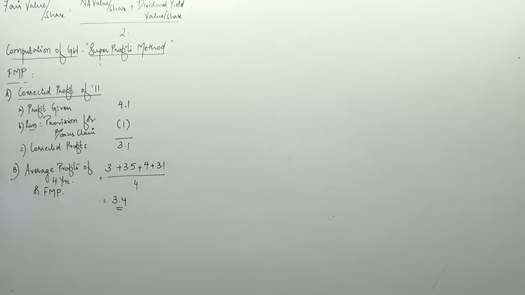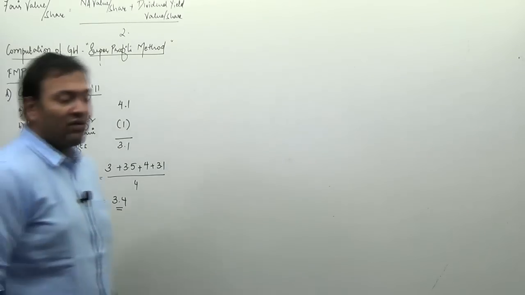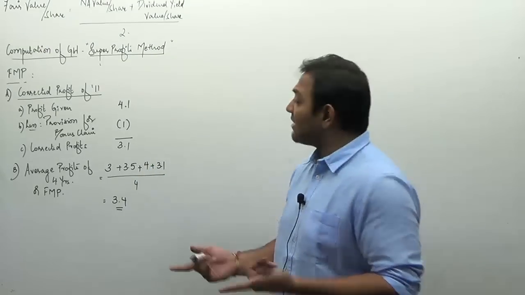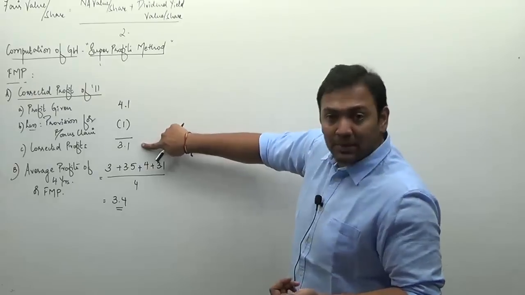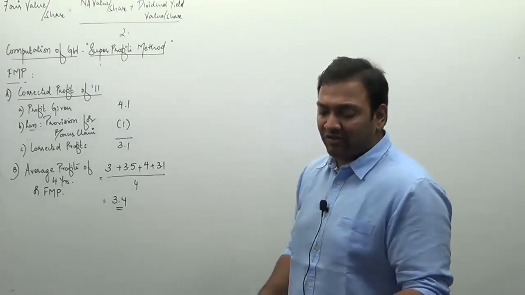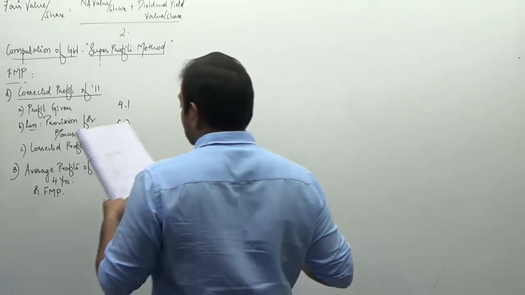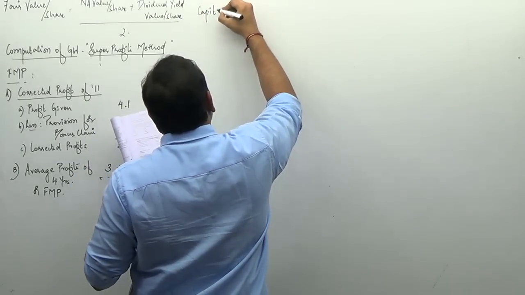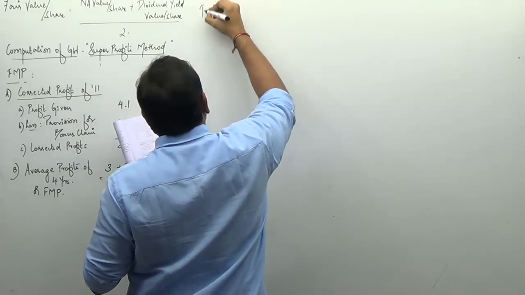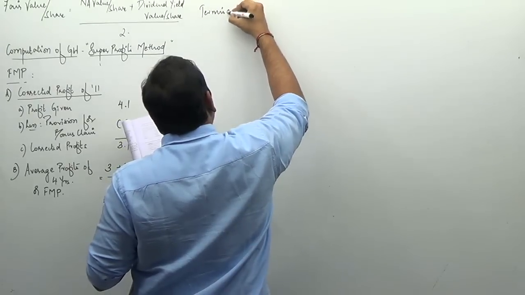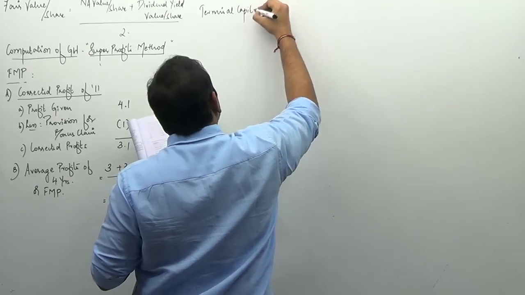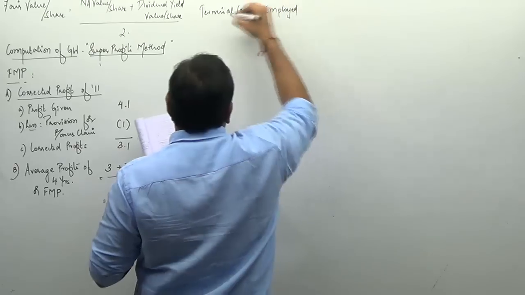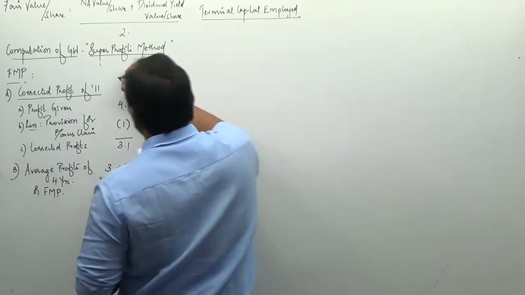Next determinant, average capital employed. How do we get average? Calculate closing, deduct half of current year profits. Where is half of current year profits? Current year profit is 3.1. Half of that is 1.55. So let's start with your closing capital employed, terminal capital employed. There are adjustments. Consider and do. All rupees are in lakhs.